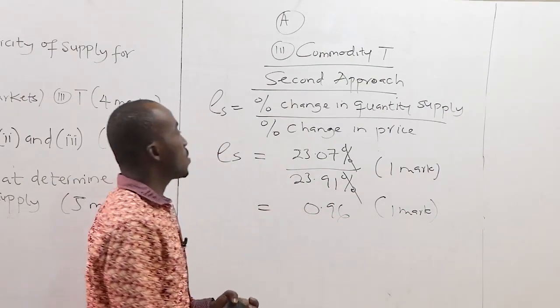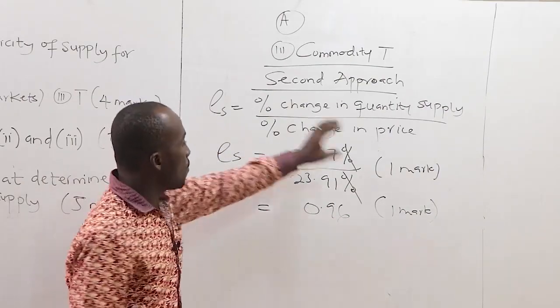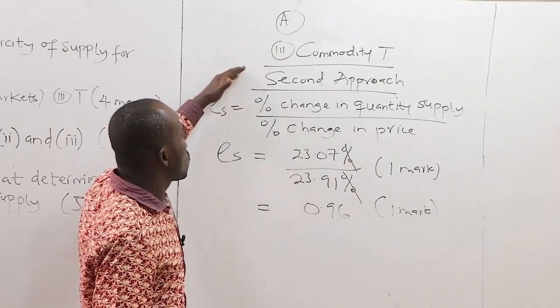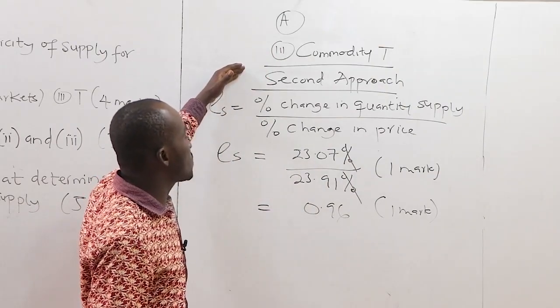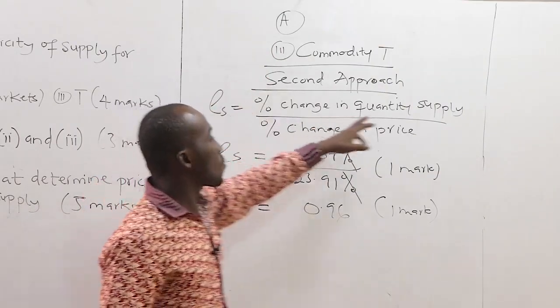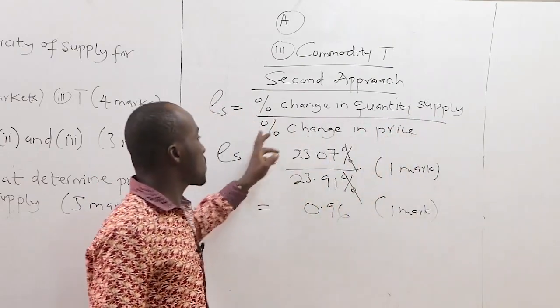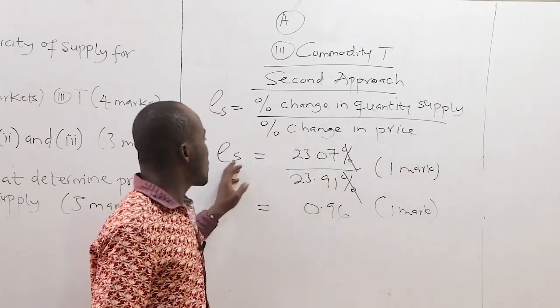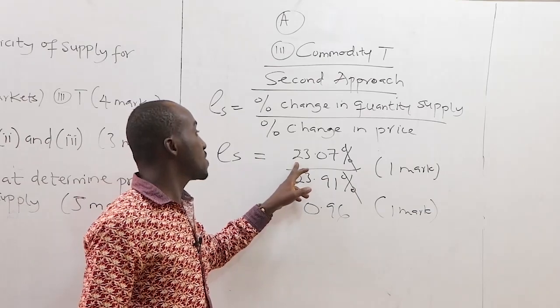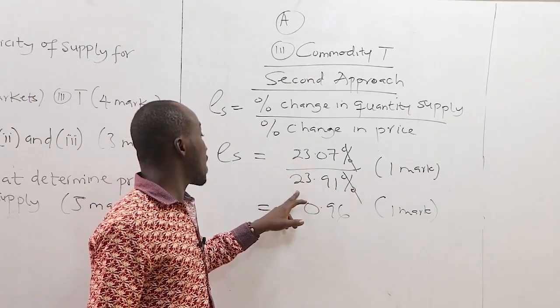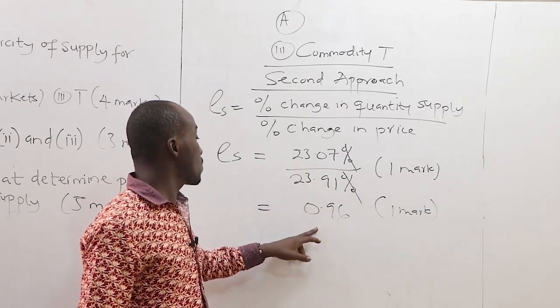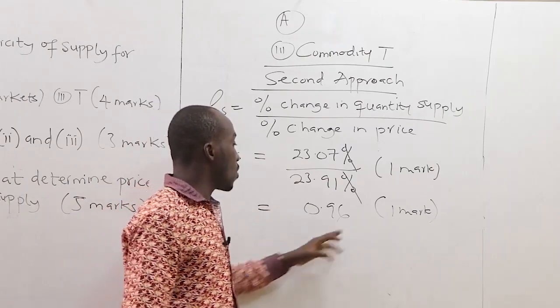Right? So this gives you 1 mark, 1 mark, 4 marks. So to get the second approach of getting the price elasticity, it is percentage change in quantity supplied divided by percentage change in price. Percentage change in quantity supplied, we got 23.07%. Percentage change in price, we got 23.92%. And therefore, you're going to get 0.96. And that will give you 1 mark.